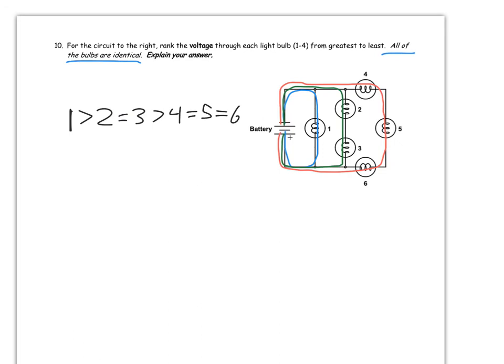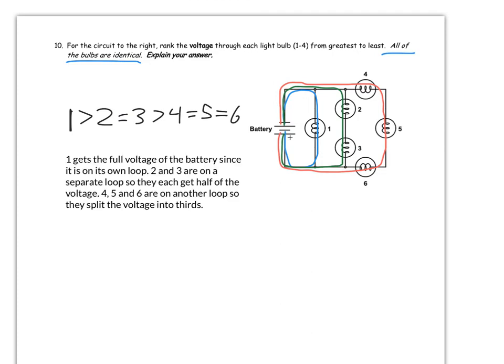Explanation-wise, we can just say kind of what we just talked about. 1 gets the full voltage of the battery because it's the only bulb on its loop. 2 and 3 split it in half because they're on their own loop. And then 4, 5, and 6 split that voltage into thirds because they're on yet a separate loop.